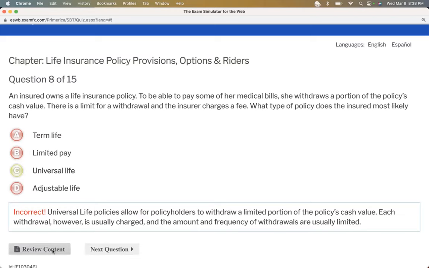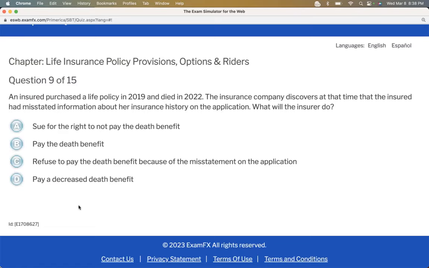An insured purchased a life insurance policy in 2009 and died in 2022. The insurance company discovers that at the time, the insured had misstated information about her insurance history on the application. What will the insurer do? What do you guys think? While I take a bite out of my sandwich. I would say D. Mm-hmm. I'm sorry, try this again. B.